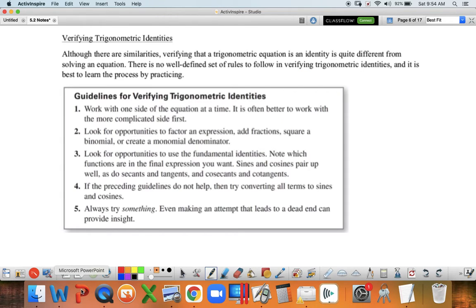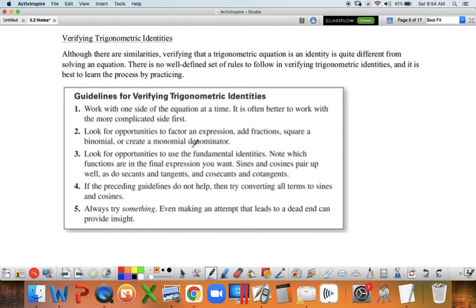So some guidelines, because students do often ask me, I'm stuck. I don't really know where to start. I don't really know what to do. So here are some good guidelines that your book offers, and I agree with a lot of these. Work with one side of the equation at a time. Start with the more complicated side, the one that's more complex. Look for opportunities to factor, add fractions, square a binomial, or create a monomial denominator.